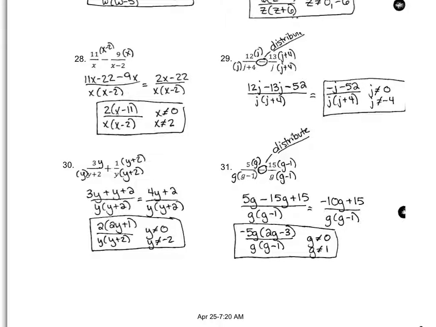Here are the rest of them so that you can make sure you see them. And again, 31, you had to distribute the negative as well. So be very careful about those two. On several of these, if you did not factor them, that is okay. The 2x minus 22 and 28 is fine. The 4y plus 2 and 30 is fine.